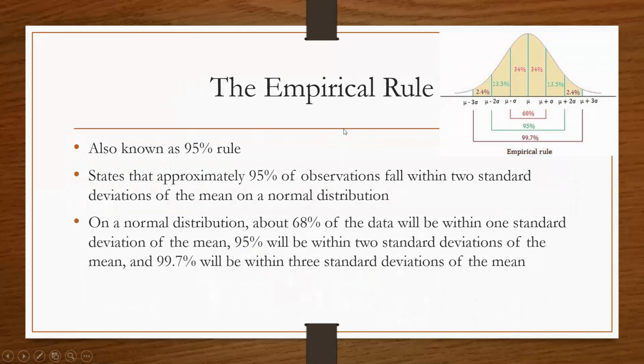So the empirical rule, also known as the 95% rule, states that 95% of all observations will fall within 2 standard deviations of the mean. Just to make sure you all know, 68% of the data will fall within 1 standard deviation, 95% will fall within 2 standard deviations, and 99.7% will fall within 3 standard deviations of the mean.